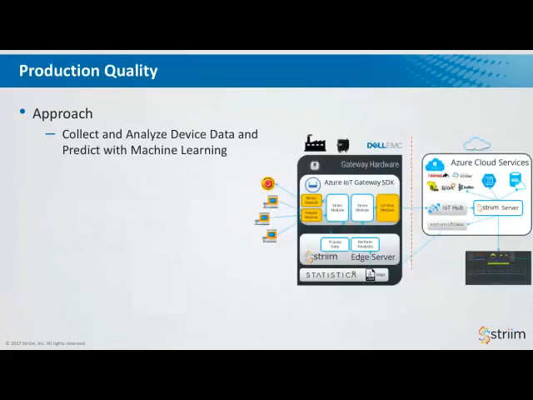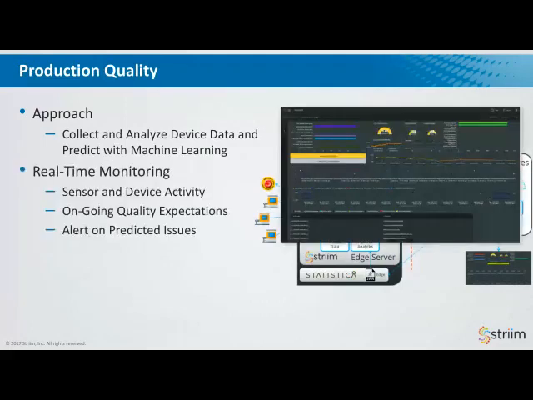Another example where machine learning can be very important is in production quality, where you collect and analyze device data and you predict with machine learning what you expect the quality of the end result to be based on what you've seen in the past. And so instead of a widget making it all the way down a production line only to go in the reject box, you may spot very early on, based on what we've learned in our machine learning models, that if the parameters of the widget are outside a certain range at this point in the production line, then it's going to fail anyway.